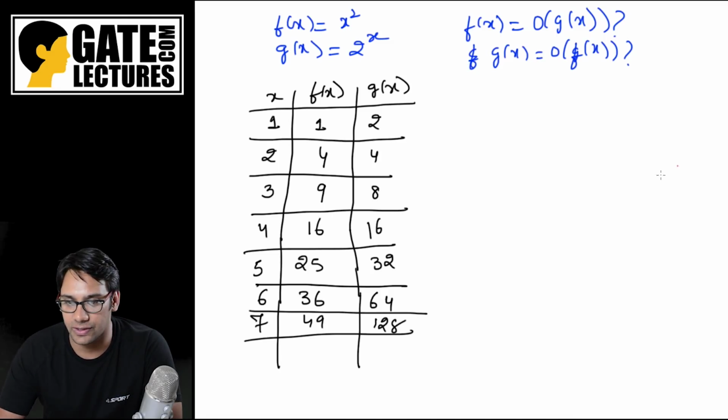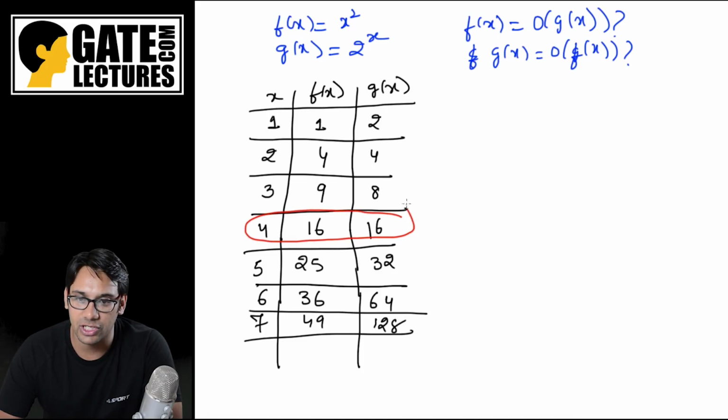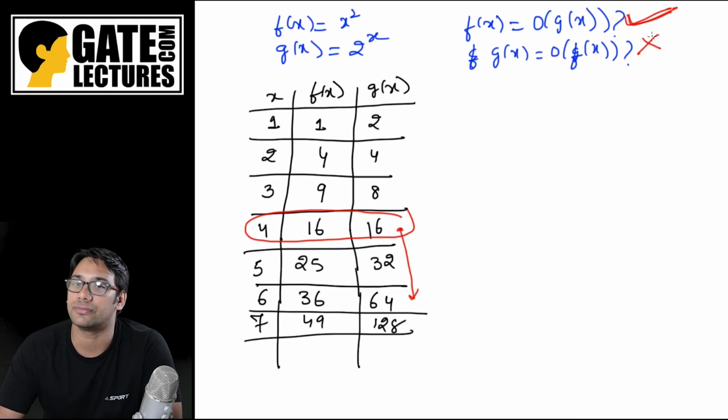Now if you see here, after this point, when the value of x is 4, gx is always greater than fx. Therefore we can say that fx is order of gx, and this statement is not valid in that case. Okay. Now before this point, at some point it may happen that fx is greater than gx. At some point it may happen gx is greater than fx. At some point their values may be equal. Right. So here you can justify the graph.